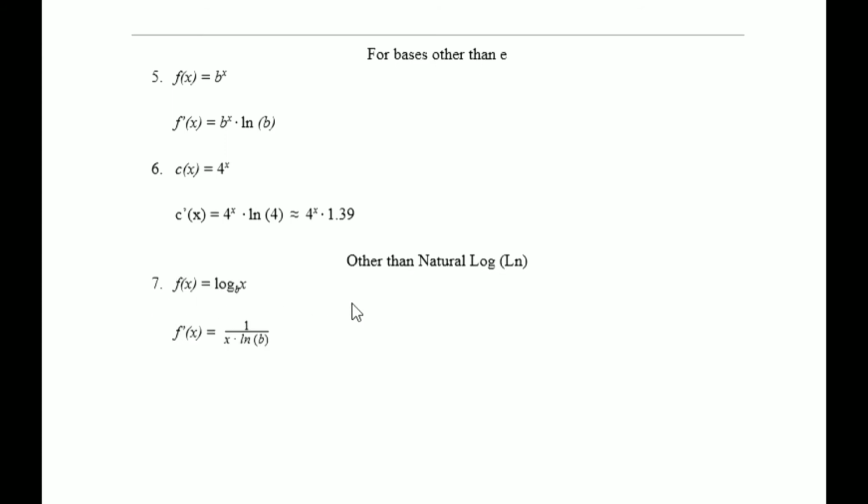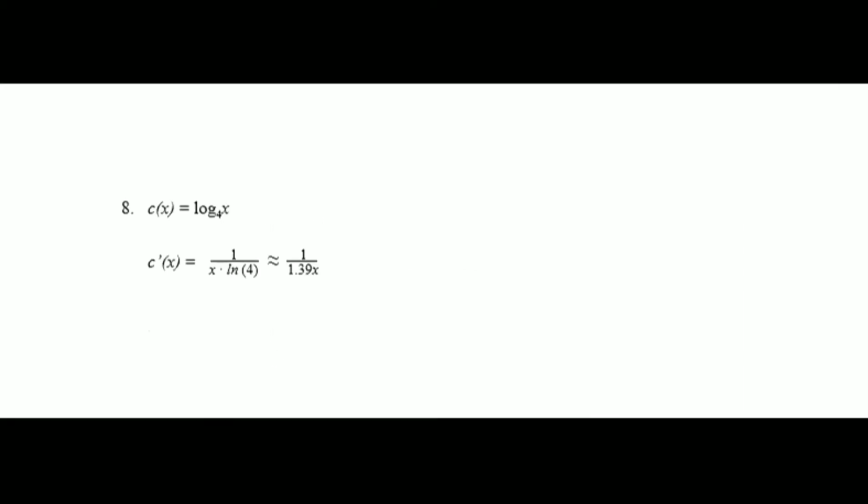Here you have log base b of x, and to find the derivative of this, it's quite similar to the natural log, whereby you're still going to be taking 1 divided by the variable. However, similar to the example above, you're going to be multiplying by the natural log of the base. In this case, the base is b, so it's going to be 1 divided by x times the natural log of b.